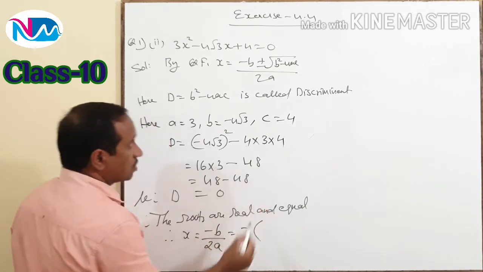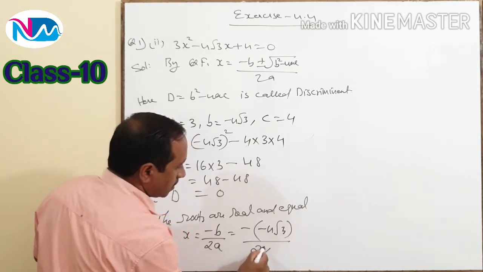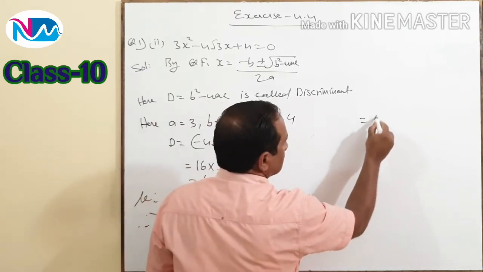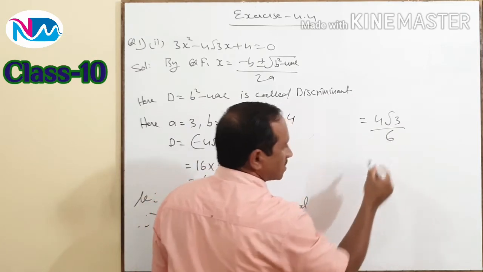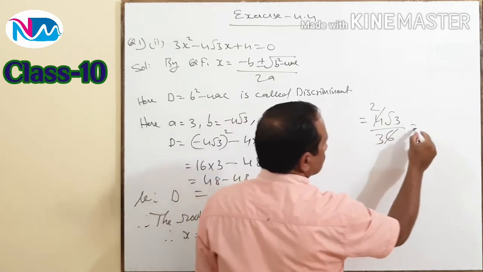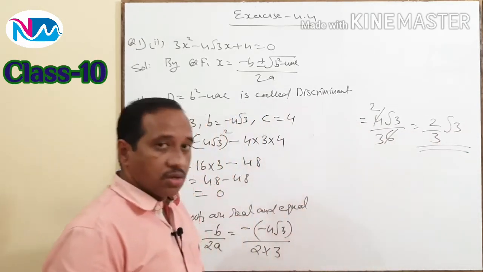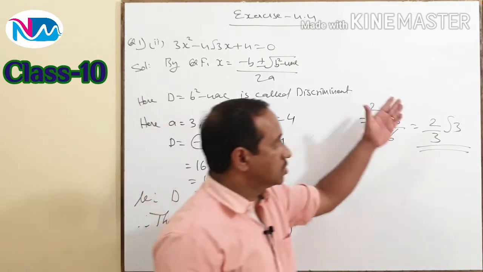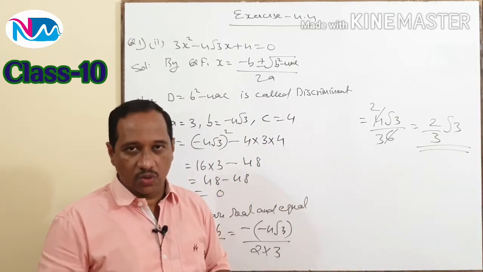In this case, we can find the value of x by the simple formula minus b by 2a. That's equal to minus of the value of b, which is minus 4 root 3, divided by 2 into 3. Minus of minus is plus, that is 4 root 3 divided by 2 into 3, 6. 4 and 6 will be cancelled, 2 and 3. So the answer is 2 by 3 root 3. So the roots of this quadratic equation are equal and it is equal to 2 by 3 root 3. This is how we can find the nature of the roots and hence find the solution.